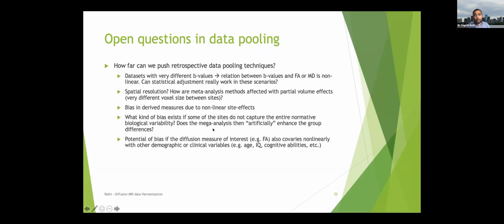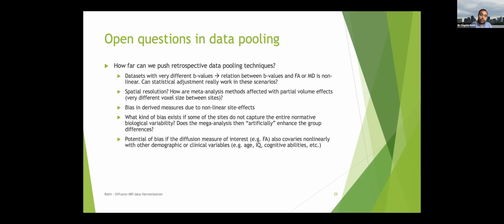What kind of bias exists if some of the sites do not capture the entire normative biological variability? So you have 5 sites and 2 of the sites do not have a larger data set. How does that affect meta-analysis and mega-analysis?